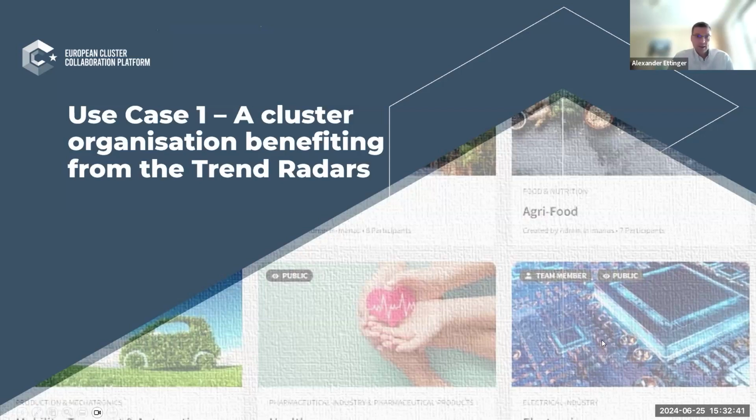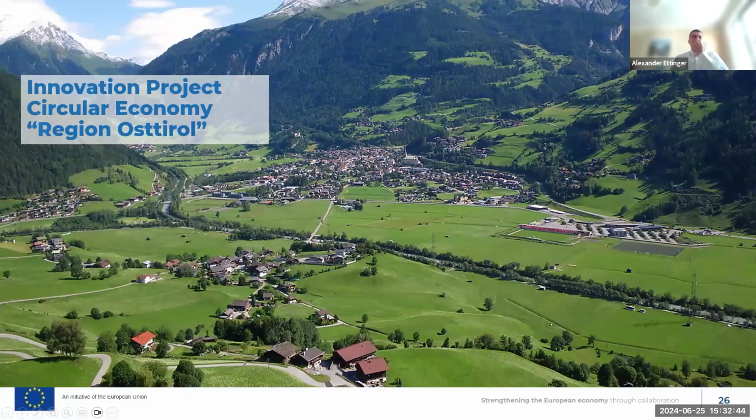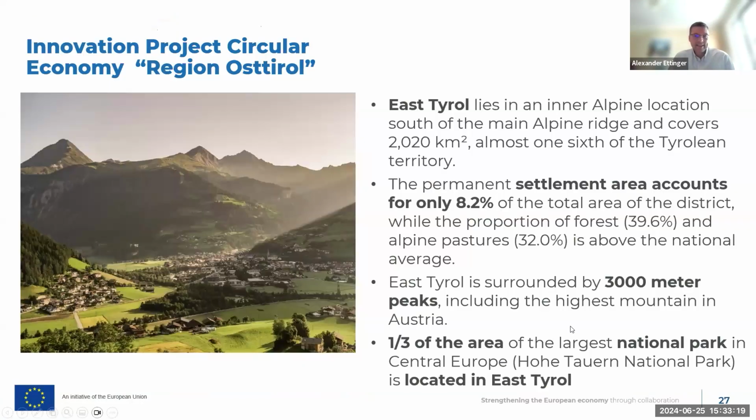Let's have a first look at our first case. It's an innovation project, circular economy for a region in Austria. It's called Osttirol, East Tyrol. As you can see in the picture, it's a region with very high mountains, especially for Austria. And just to give you a short overview about the region and also the project, so that you can have an impression how a cluster organization can use the system. Let's go to the next slide.